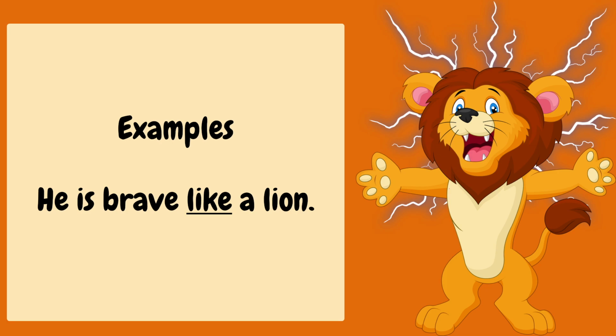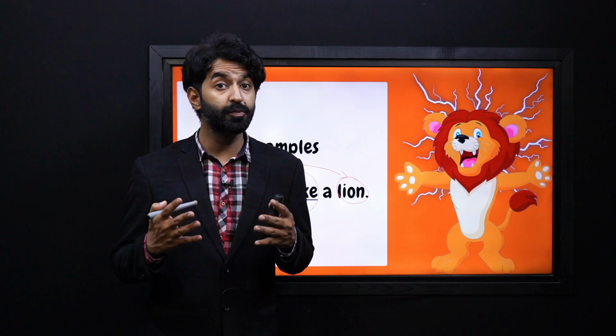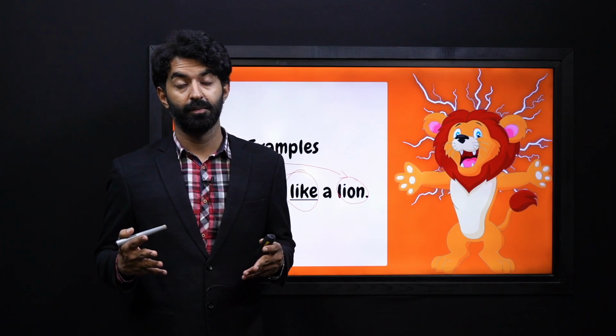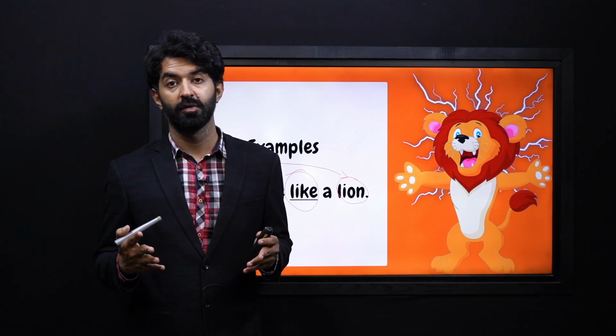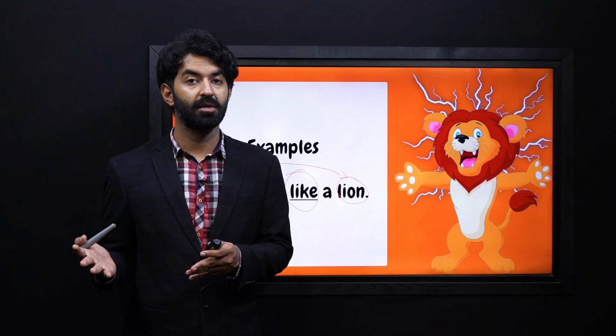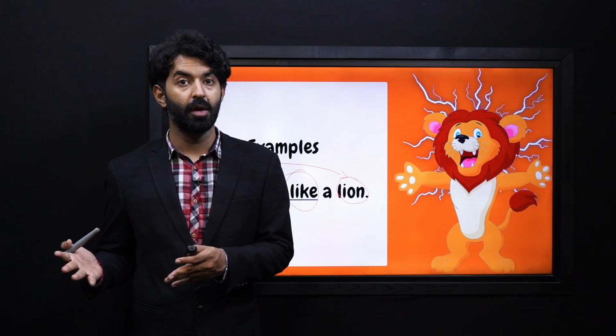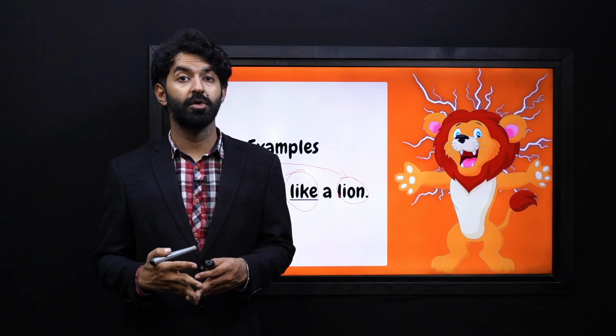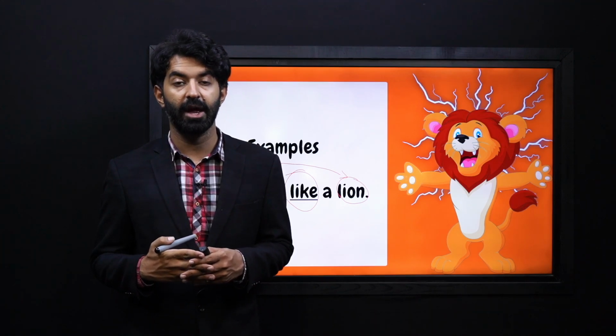So, this is, he is brave like a lion. So, the subject is being compared to the animal lion, and we use the word like. So, he is brave. How brave is he? Like a lion, because a lion is known to be brave. So, we are comparing these two different things, a human being and a non-human, using the word like to show emphasis and importance.